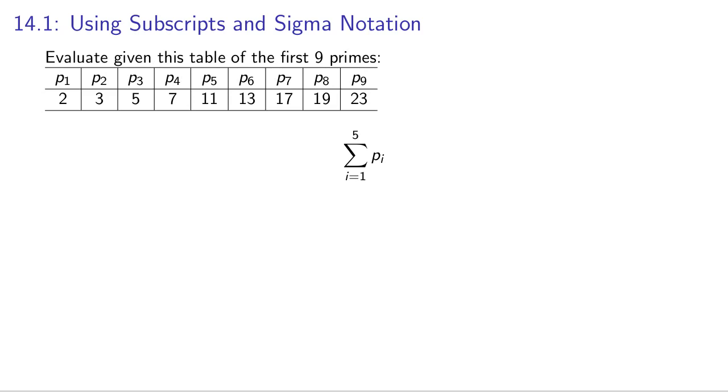Evaluate the sum given this table of the first 9 prime numbers. Okay, so here we have a sequence comprising the first 9 prime numbers, and here they are: 2, 3, 5, 7, 11, 13, 17, 19, and 23. And we're told to evaluate a bunch of different summations.